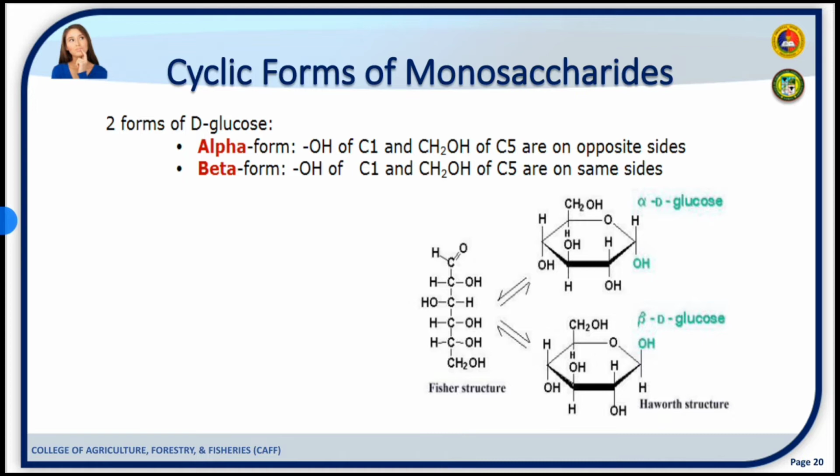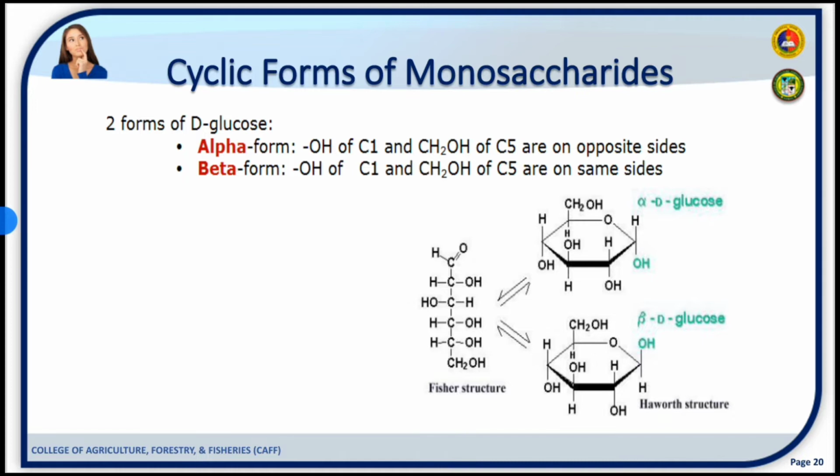First of all, what do you mean by the cyclic forms of monosaccharides? This means that monosaccharides that contain 5 or more carbon atoms can form cyclic structures in aqueous solution. 2 cyclic stereoisomers can form from each straight-chain monosaccharide, and these are known as anomers. In our example, here we have 2 forms of D-glucose, the alpha form and the beta form. So it's right to say that the alpha form and beta form are anomers of D-glucose.